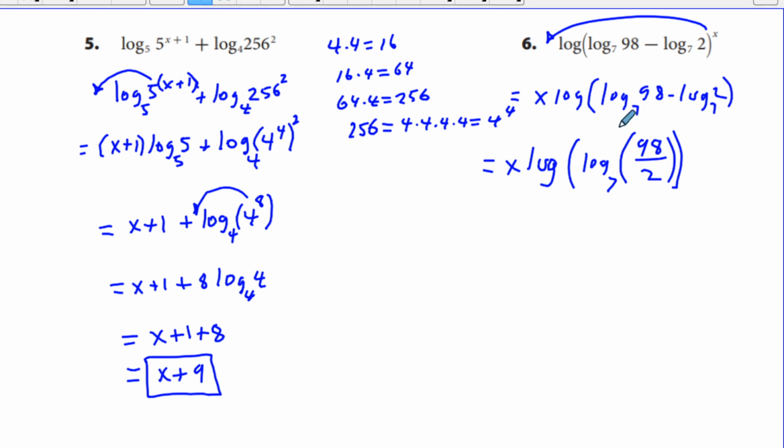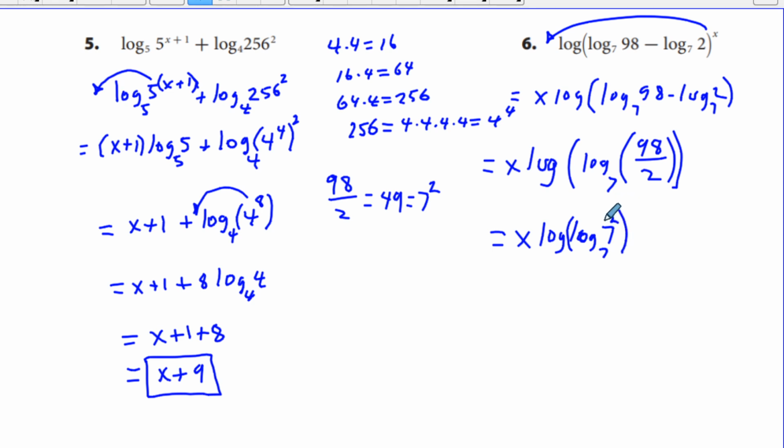So what is 98 divided by 2? Well, I'm going to write this to the side here. 98 divided by 2 is equal to 49. And 49, can we rewrite that as a power of 7? Yes, that is 7 to the power of 2. So we can rewrite this whole expression as x times, in parentheses, log base 7 of 7 to the power of 2.